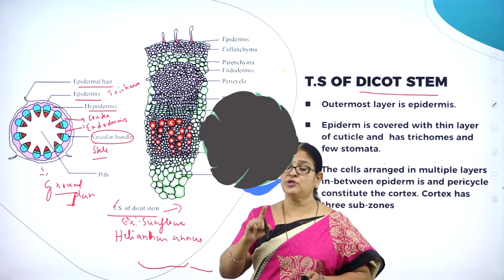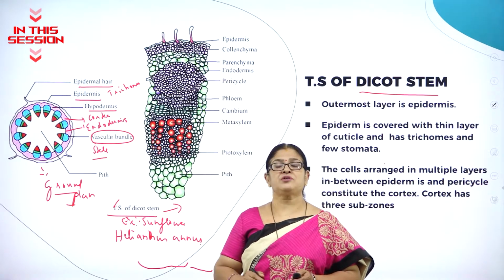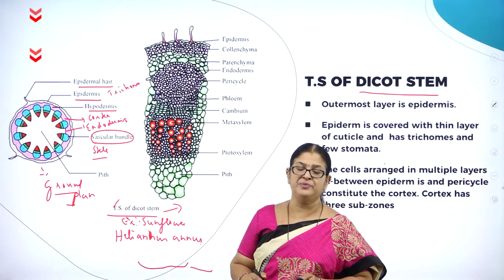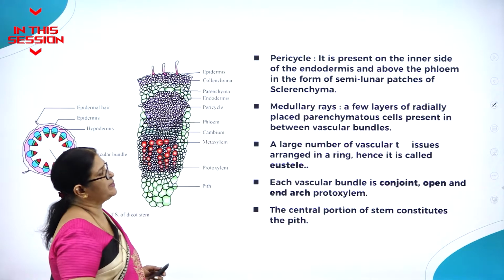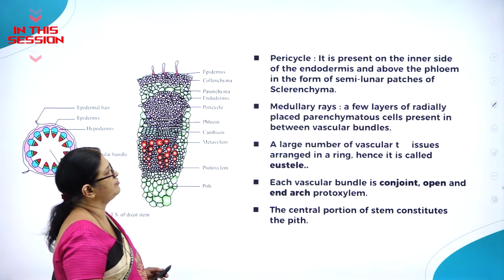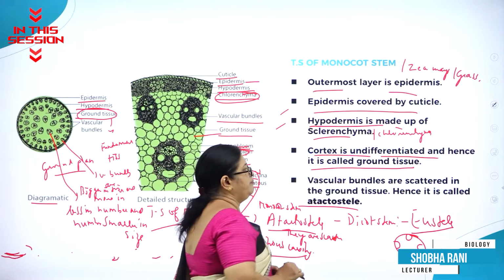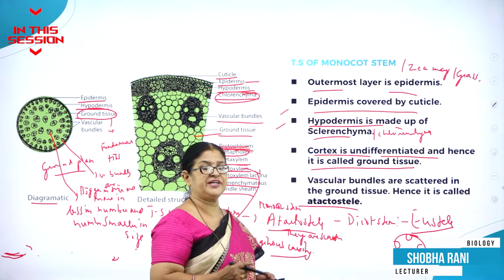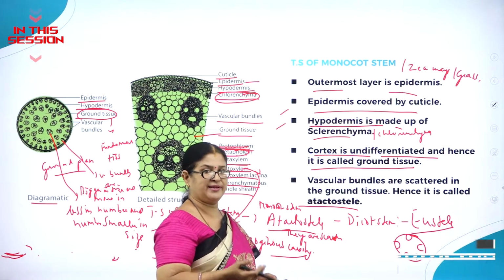We call it wood only in dicot stem, and it is because of the process of formation of vascular cambium between xylem and phloem. Pericycle, as I said, is present on the inner side of the endodermis and above the phloem in the form of semilunar patches of sclerenchyma. Cortex is undifferentiated, hence it is called ground tissue. Why is it called undifferentiated? It is not differentiated into cortex, endodermis, etc.